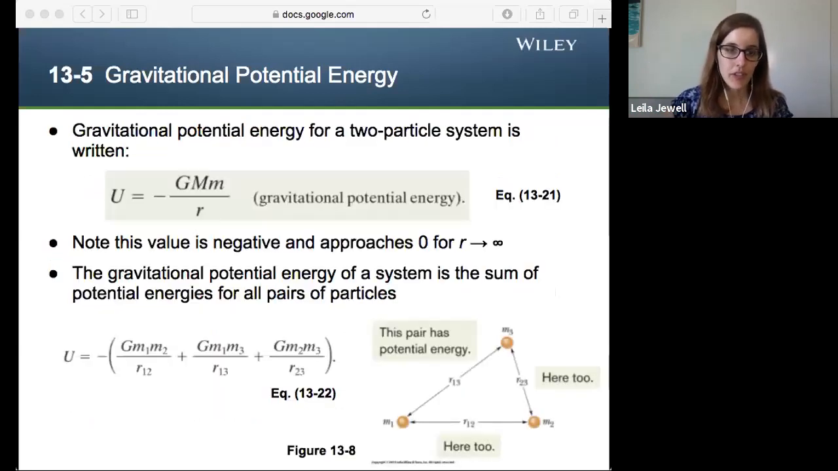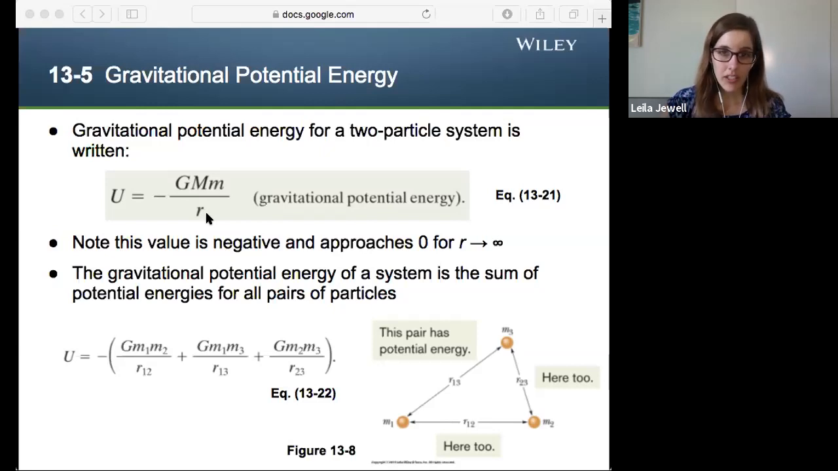So the full definition of our gravitational potential energy is a bit more involved than just mgh. For a two-particle system, we would write it as negative G, that's our gravitational constant again, times M, one of the masses involved, times little m, the other mass involved, divided by r. So that's how we can calculate it.